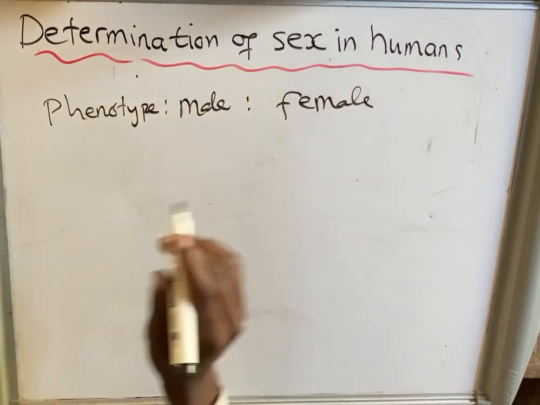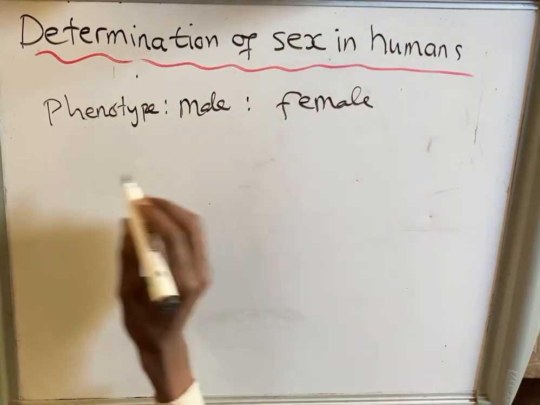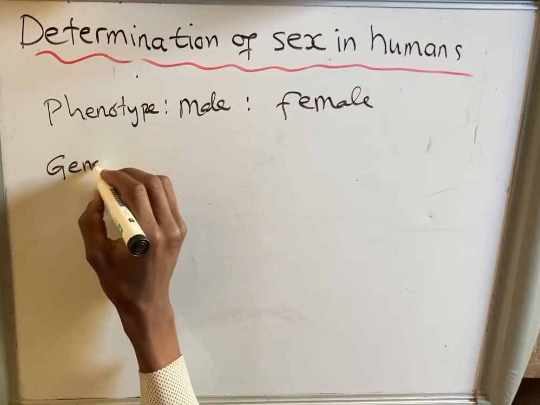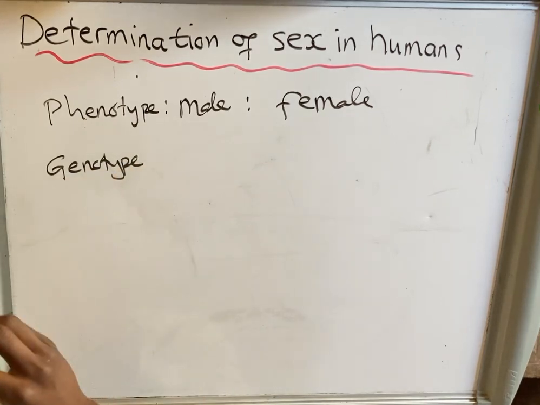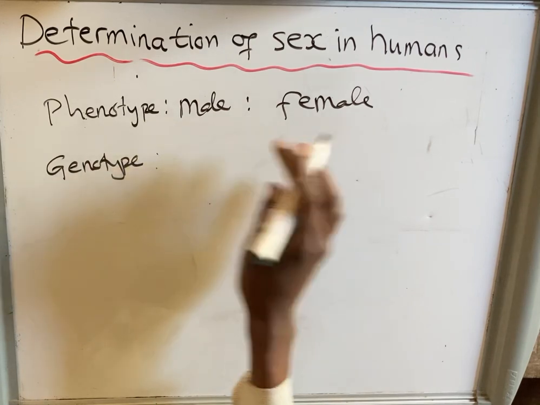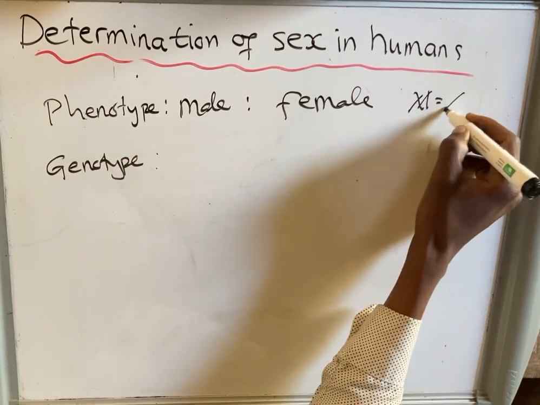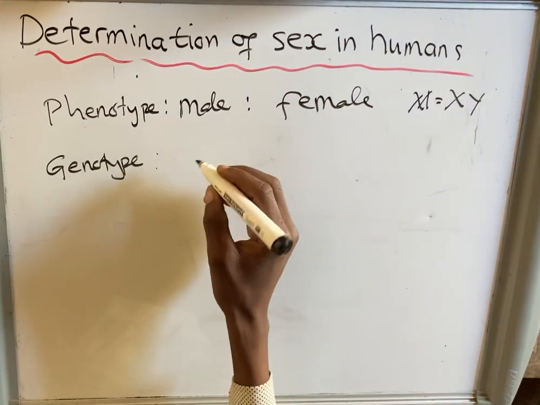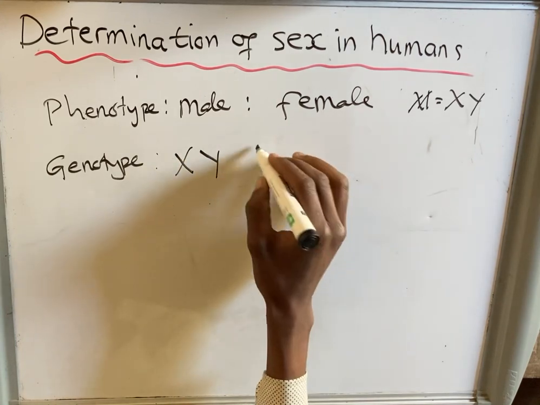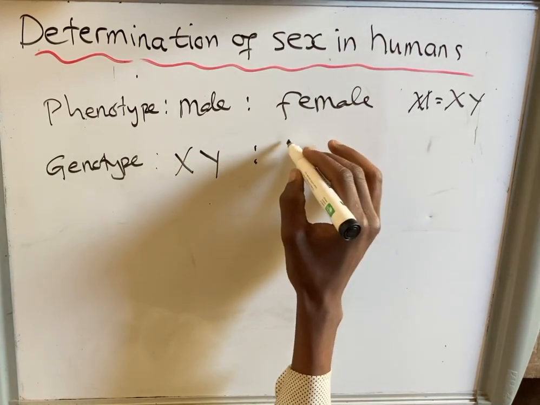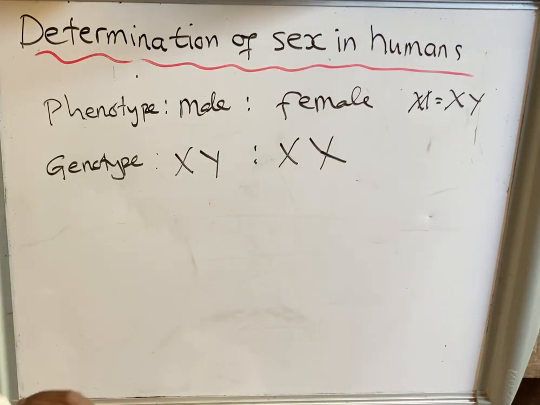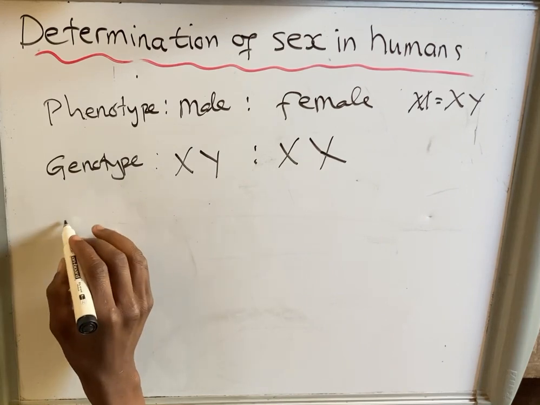Remember, we want to determine the sex of a certain child. After the phenotype, we have to write the genotype of the parents, the genes which represent male. Remember I said for male, it is XY, so we are going to have the XY here. Then the genotype of the female is XX, like that.